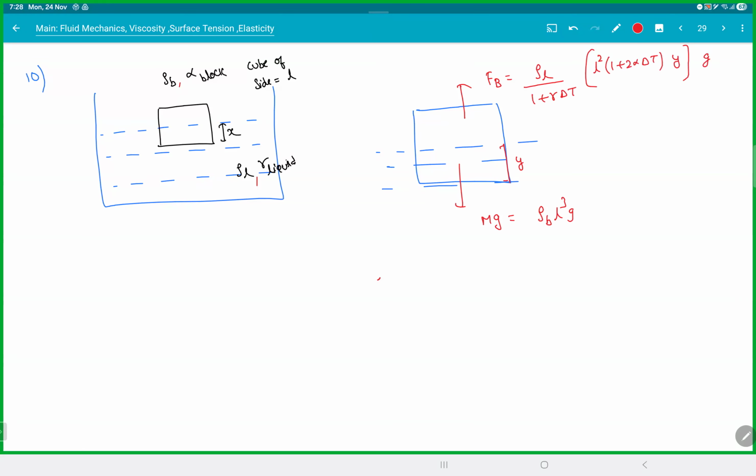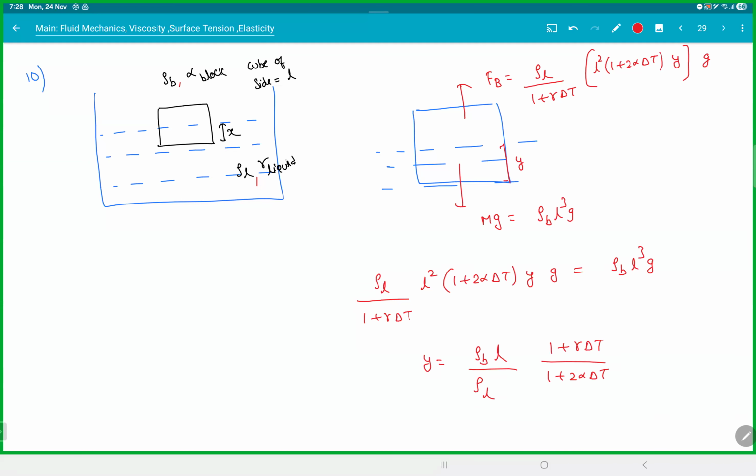These two are equal. So rho liquid over 1 plus gamma delta T, times L square into 1 plus 2 alpha delta T, y g equals rho b L cube g. So we get y is equal to rho b L by rho liquid. g will get cancelled. We get 1 plus gamma delta T by 1 plus 2 alpha delta T. So that's actually your x.